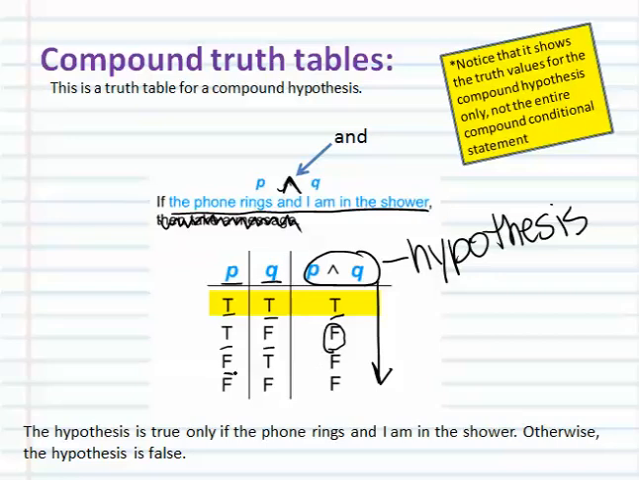The next one, P is false, Q is true. They're not both true, therefore it is a false value. And the last one, P is false, Q is false. Okay, so are P and Q true? No, they're false. The hypothesis is true only if the phone rings and I'm in the shower for this example. Otherwise, the hypothesis is false.